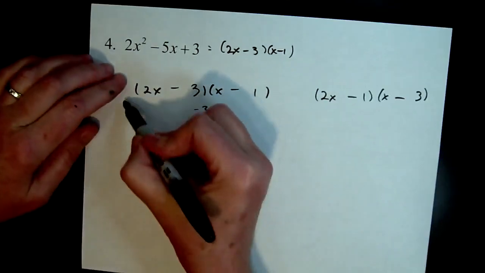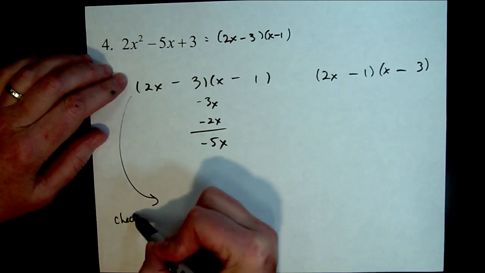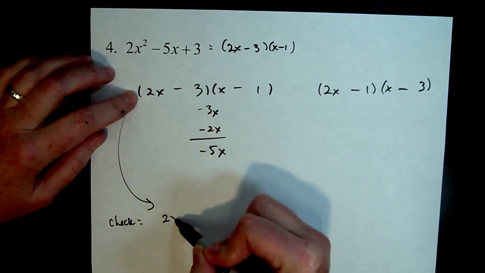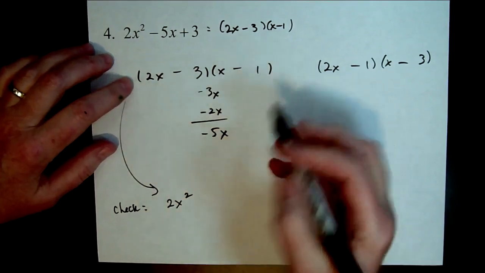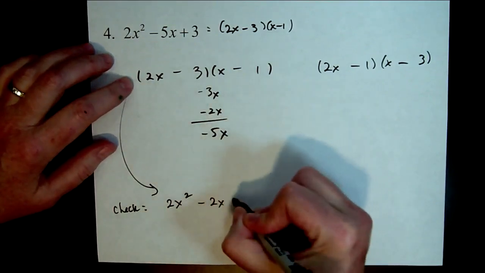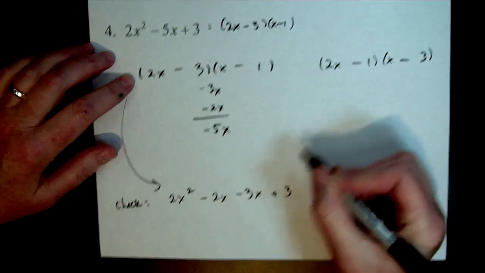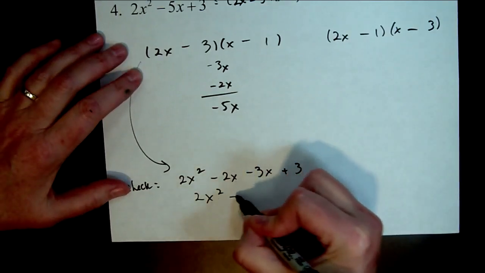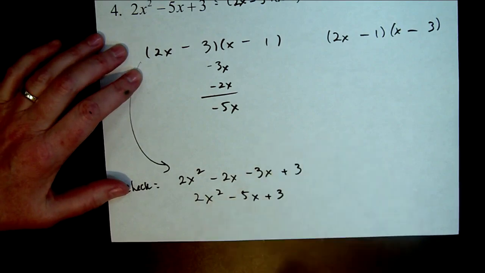Just checking this by FOILing it out, I'd have 2x times x, that's 2x squared. 2x times negative 1 is negative 2x. Then I'll have a minus 3x and a plus 3. So yeah, sure enough, 2x squared minus 5x plus 3.